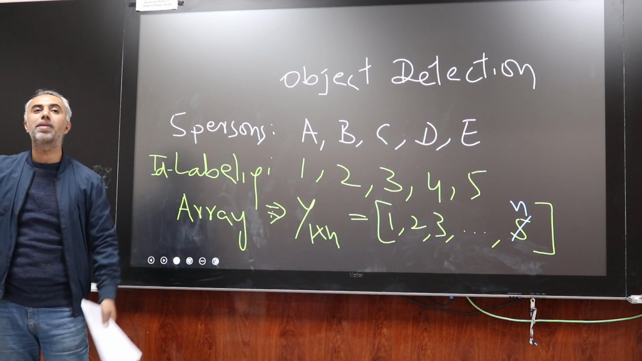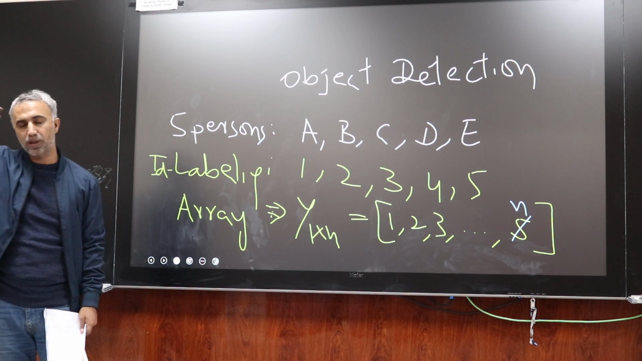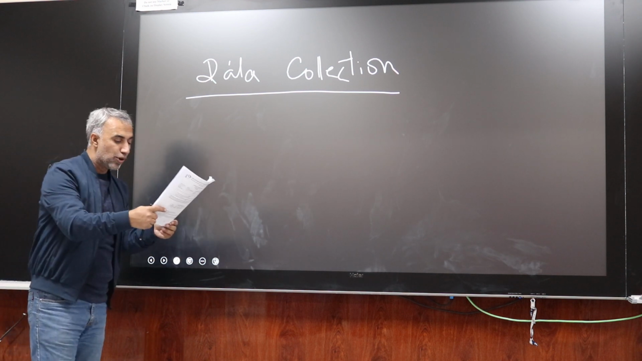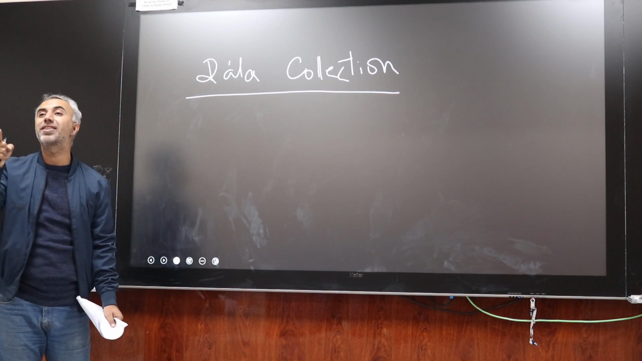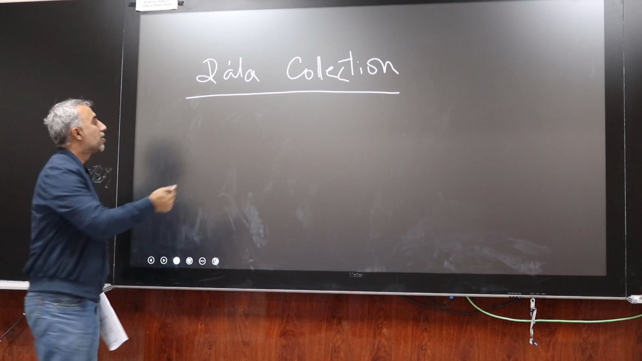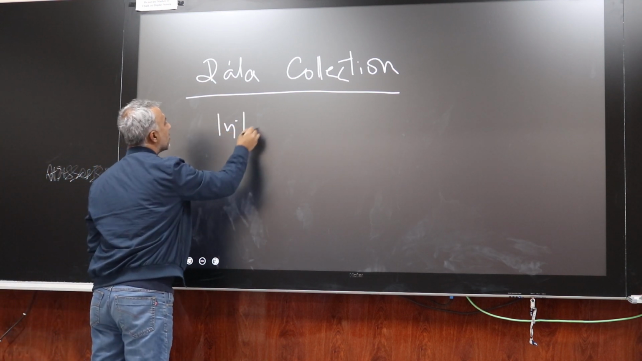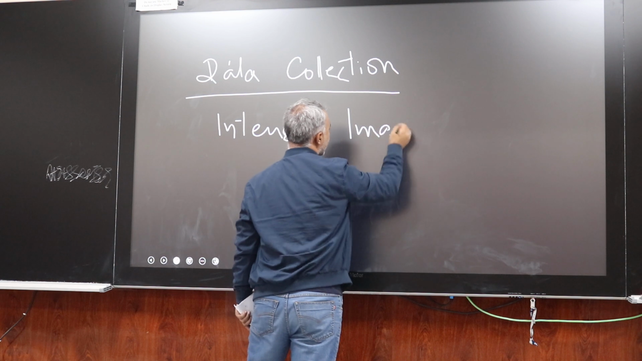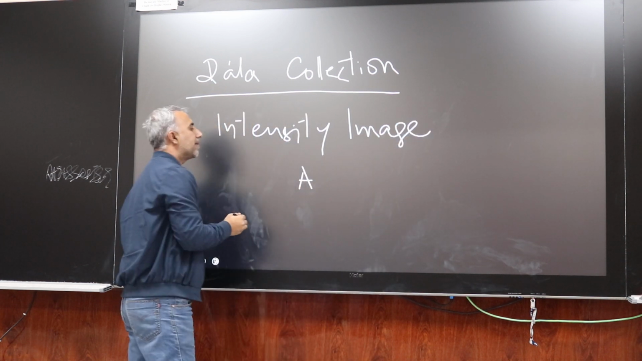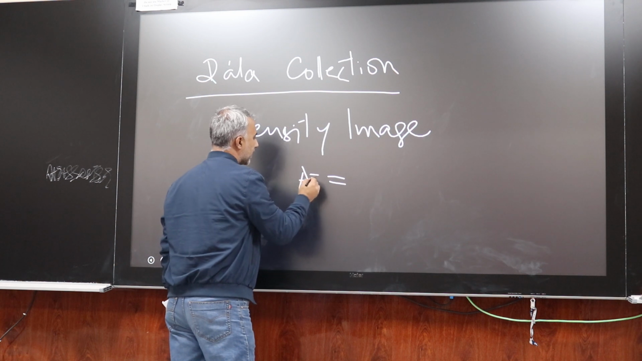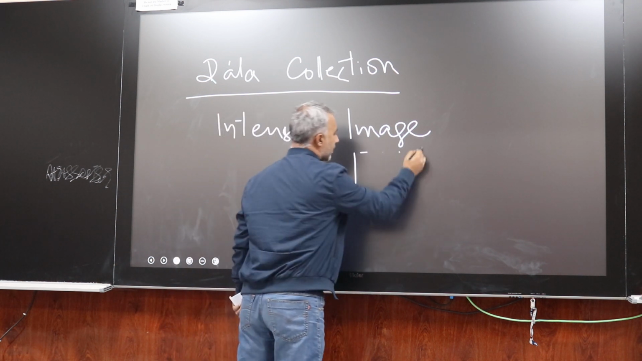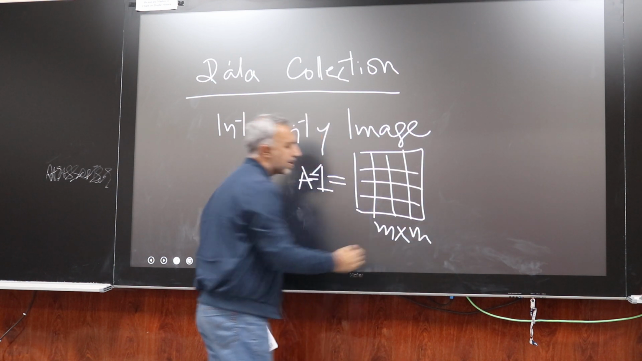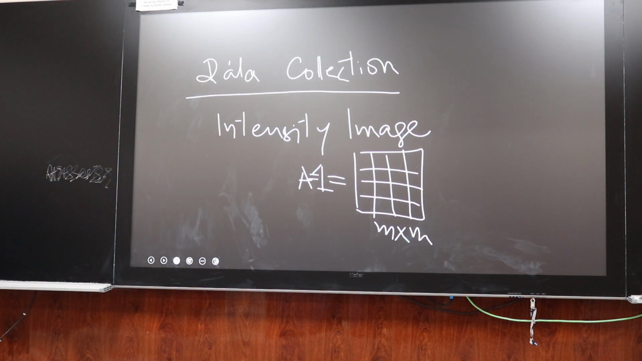Once you have the data, the data will be augmented, and in accumulated form you will get a net data. So you will collect a huge number of data. For this data, you need to get the intensity image of each person. If I'm talking about the intensity image, I'm talking about the first person's intensity image, A. The dimension of this image may be m number of rows and n number of columns, m into n.